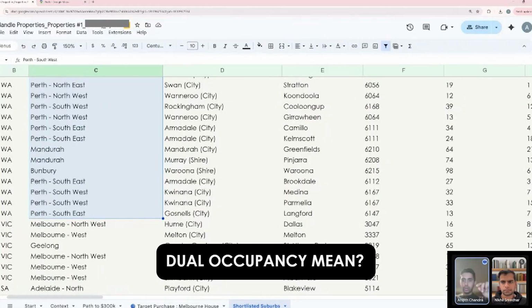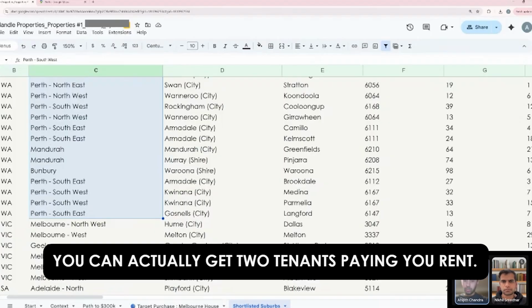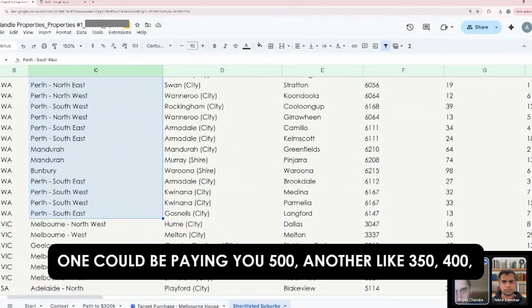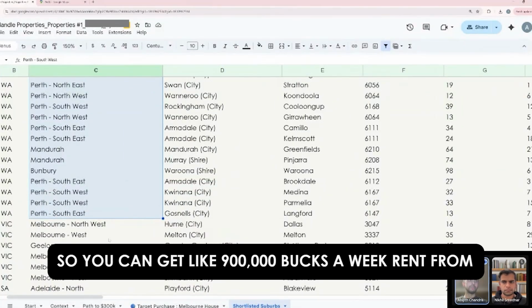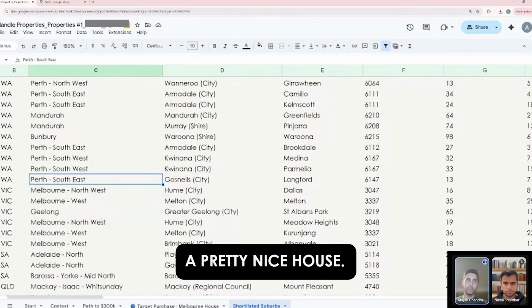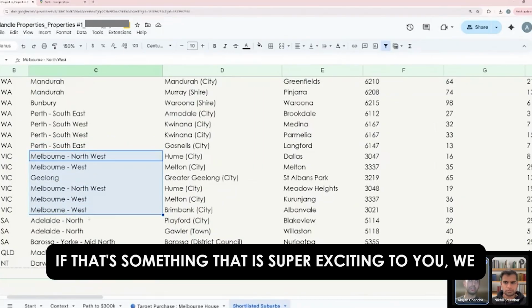Dual occupancy means a house where you have 2 doors, and one is a 2-bedroom, another is a 3-bedroom. So you can have 2 tenants paying you rent. And in Perth, you can get pretty good rent as well. One could be paying you 500, another 350, 400. So you could get like 900 bucks a week rent from a pretty nice house. So we're not very excited about Perth anymore, but if that's something that is super exciting to you, we can open it up.